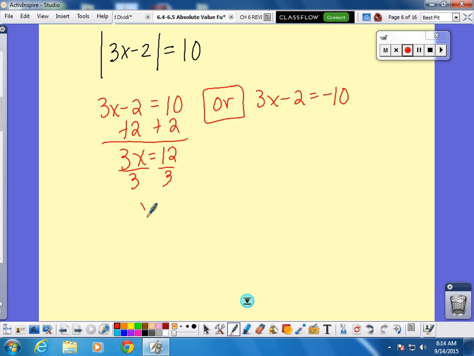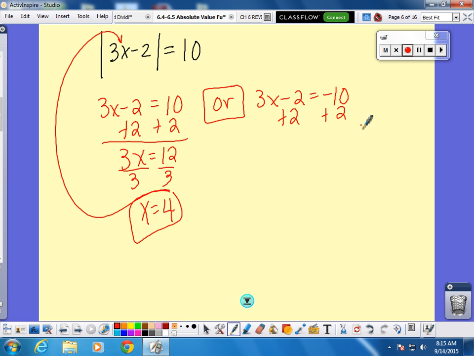3x is 12, so x is 4. Does that work? If I plug that in here, 3 times 4 is 12, 12 minus 2 is 10, absolute value 10. That one checks out, that's good. Or over here I solved the same thing. Now notice what I did. This is not 10, this is the opposite of 10, there's my negative number I could be taking the absolute value of. Divide both sides by 3, and x is -8/3.